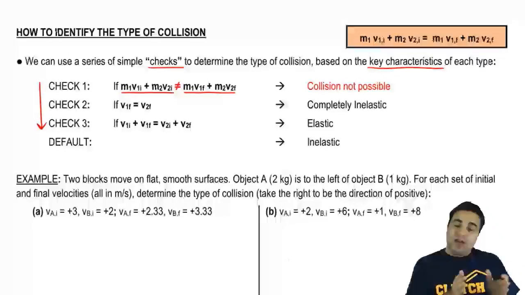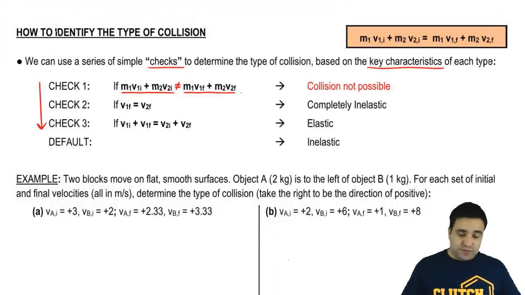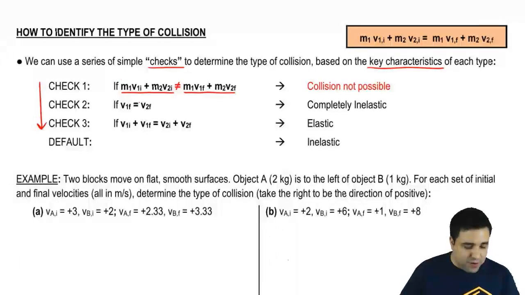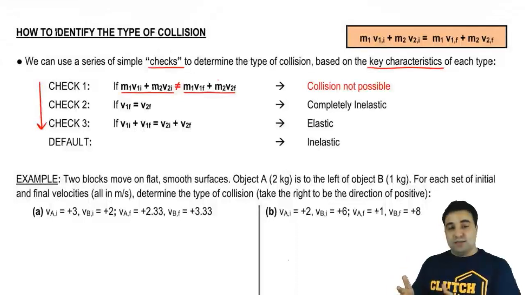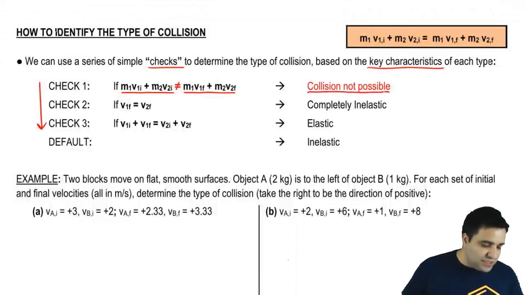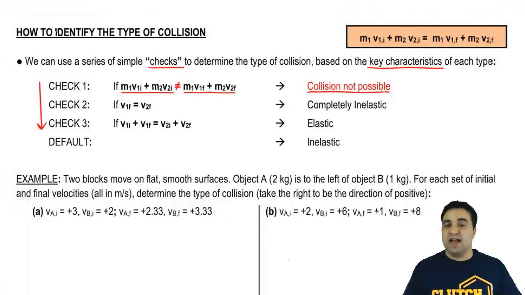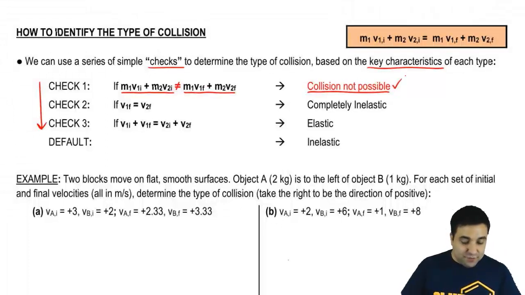Remember I told you that in every collision question, in every type of collision, momentum is conserved. So if you're given a problem where the left side of this equation does not match the right side of the equation, that violates conservation of momentum, which is not possible in a collision. Therefore, it means that this collision is not possible. And you can see some questions like that. A collision like that would never happen, and you'd have to know how to identify that. So that's the first thing.